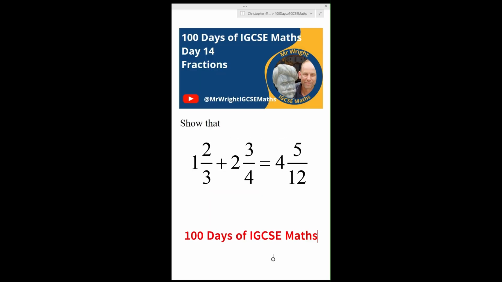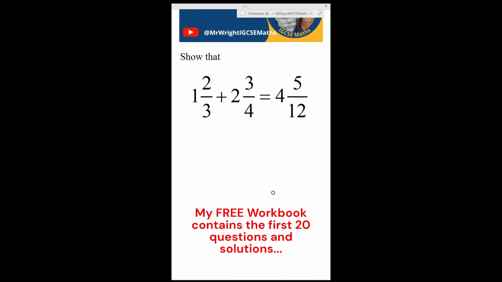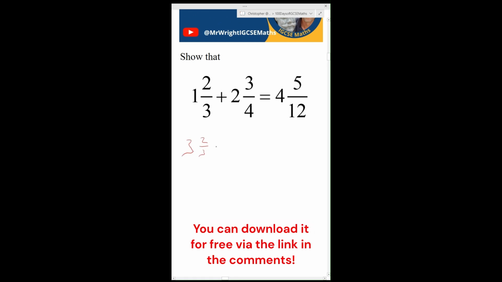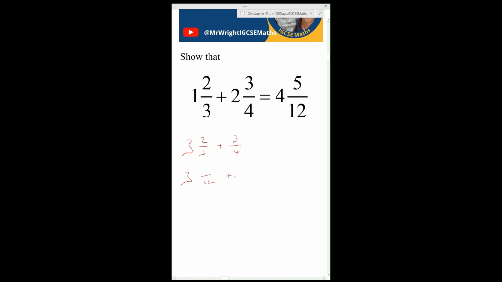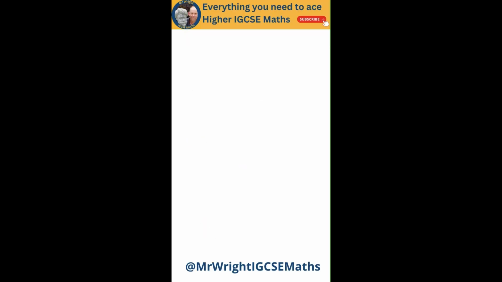Now's your chance to pause if you want to do the question before me. Okay, I'm going to add up these mixed numbers on the left-hand side and hope that I get what it says I should get on the right-hand side. I've added the wholes. I'm going to turn these into twelfths. Times them by 4 for the first one, times them by 3 gives me 3 and 17 twelfths, which is indeed 4 and 5 twelfths.